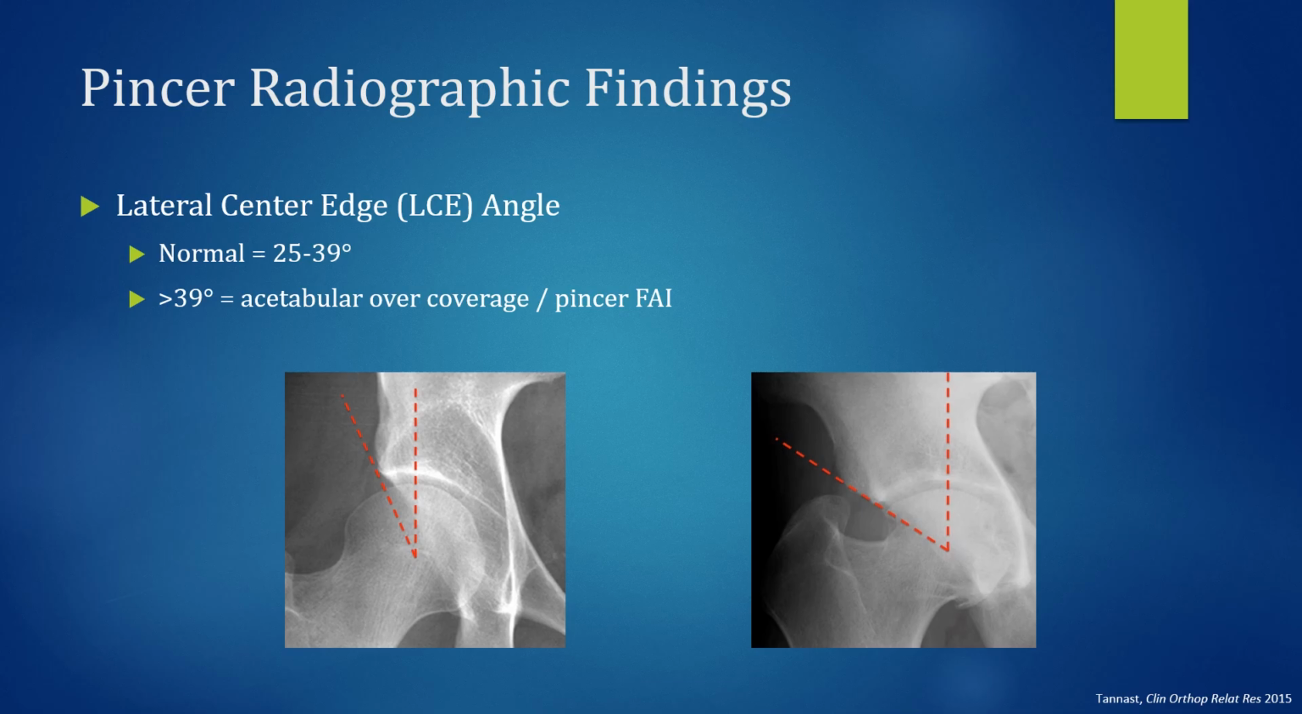Normal values for the lateral center edge angle are reported to be between 25 and 39 degrees. Most agree that angle measurements higher than 39 degrees are indicative of pincer FAI. It's easy to see between these two X-rays how a more prominent lateral lip of the acetabulum will protrude out further laterally, and that will result in a larger center edge angle, as we see in the X-ray on the right. Just to note that lower angle values may be indicative of hip dysplasia, which we won't be talking about today, but you may cover those in some of your pediatrics classes.